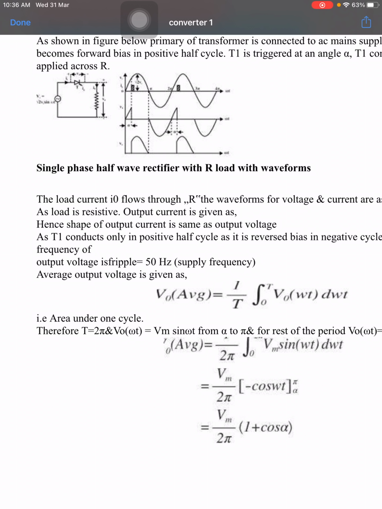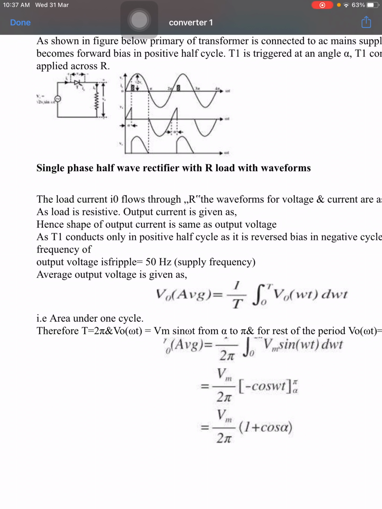So what is the total time period of the cycle? 1 by 2 pi integral of 0 to pi. Why am I taking 0 to pi? Because from 0 to pi the thyristor should be in turn-on condition, or you can take alpha to pi, no problem. Vm sin omega t d of omega t. So finally we got V naught average is equal to Vm by 2 pi into 1 plus cos alpha. V naught average is the output voltage we are finding.